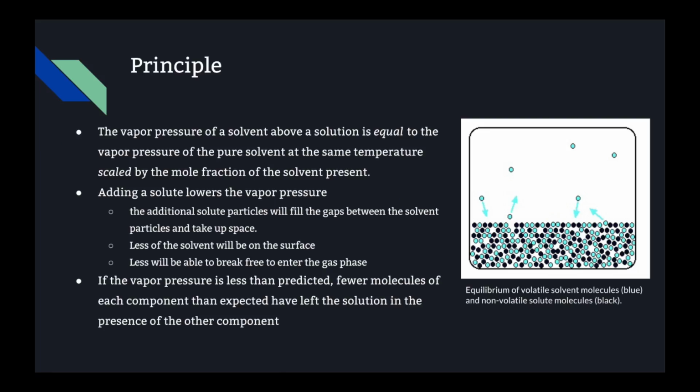Raoult's law states that the vapor pressure of a solvent above a solution is equal to the vapor pressure of the pure solvent at the same temperature, scaled by the mole fraction of the solvent present. Adding a solute lowers the vapor pressure, as the additional solute particles will fill the gaps between the solvent particles and take up space. This means less of the solvent will be on the surface and less will be able to break free to enter the gas phase, resulting in a lower vapor pressure. If the vapor pressure is less than predicted, a negative deviation, fewer molecules of each component than expected have left the solution in the presence of the other component, indicating that the forces between unlike molecules are stronger.